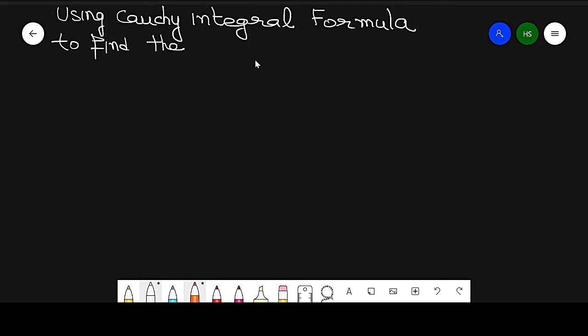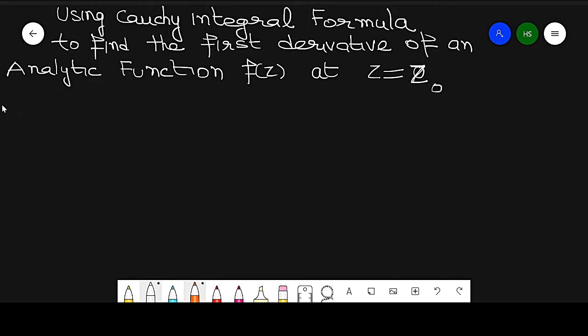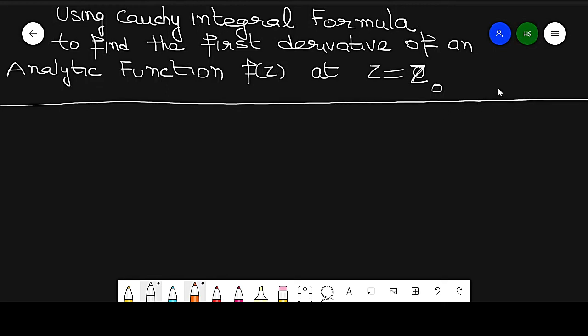the first derivative of an analytic function f of z at the point z equal to z naught. So use the Cauchy integral formula to find the first derivative at this point.